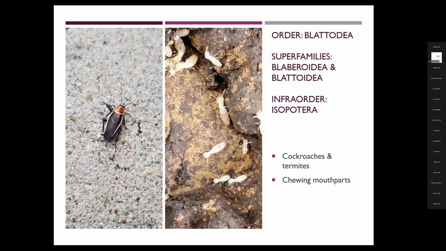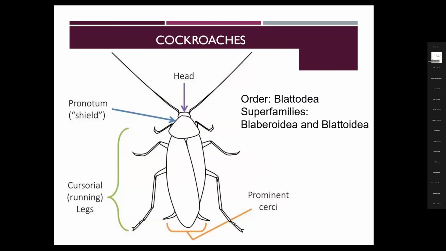So if we split the two of them apart, the cockroaches and the termites, looking first at our Blatodia, these are going to be the cockroaches, and they are essentially specialized for running. They're going to have an oval-shaped body, specialized legs for running. They have prominent cerci that come off of the tip of their abdomen that they use as sensory structures. They're going to have a pronotum, or a shield-like structure, that will actually protect their head.